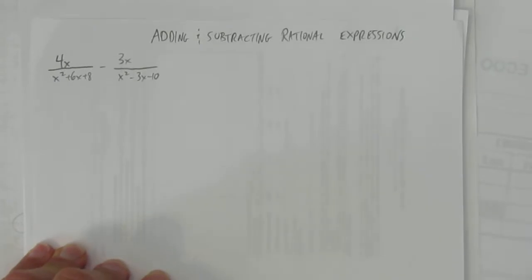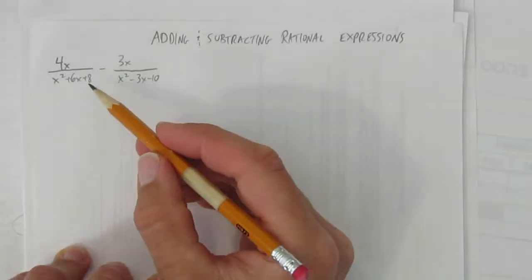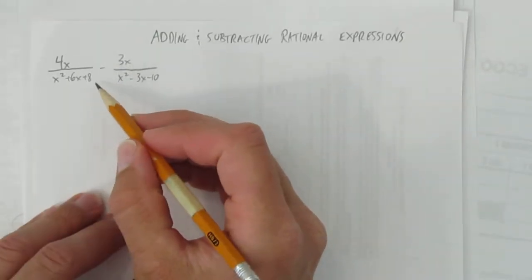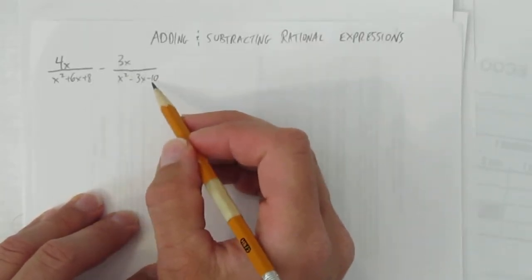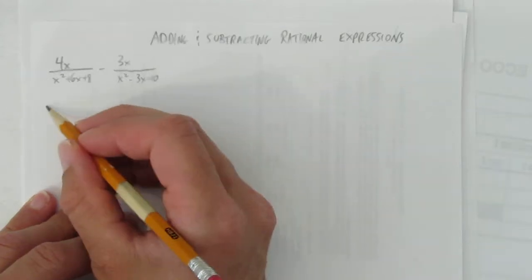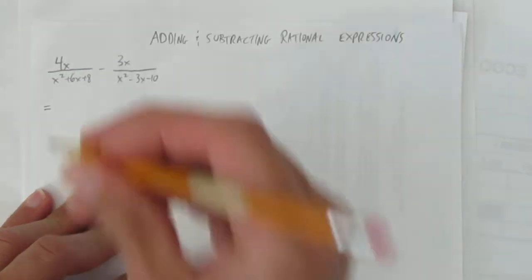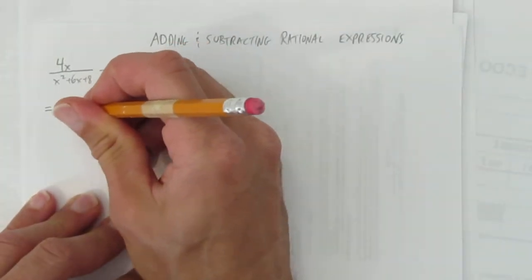This video is called Adding and Subtracting Rational Expressions. That's exactly what we're going to do. We've got a rational expression: 4x over x squared plus 6x plus 8, minus all of 3x divided by x squared minus 3x minus 10. Okay, don't want to forget my equal sign. And that 4x isn't going to change for now.